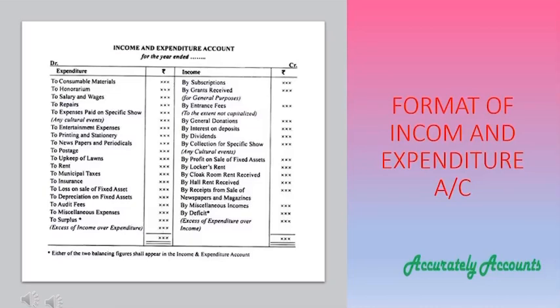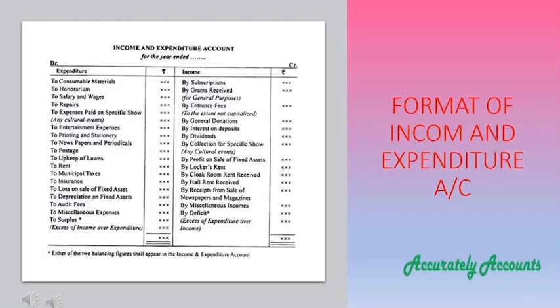And the credit side is meant for recording the revenue incomes. So here we consider the subscriptions, grant received, entrance fees, general donation, interest on deposits, dividends, any collection for specific show, profit on sale of fixed assets, locker rent, cloak room rent received, hall rent received, receipts from sale of newspaper and magazines, miscellaneous incomes, and then we go for balancing the income and expenditure account to find out the surplus or deficit.